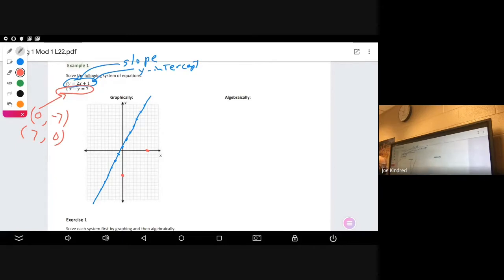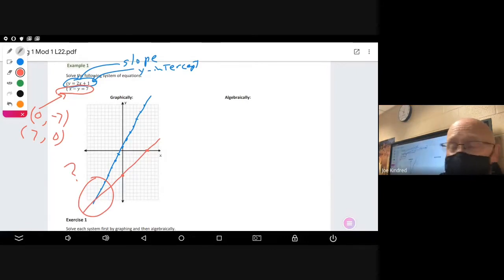Now the problem with this is when I go to connect, the problem with this is this is a big question mark. I don't know where exactly that's intersecting. And so now this is the reason why we need algebra to find the exact answer. And so we're going to use substitution to find that exact point. Show of hands who sees why graphing can be problematic.